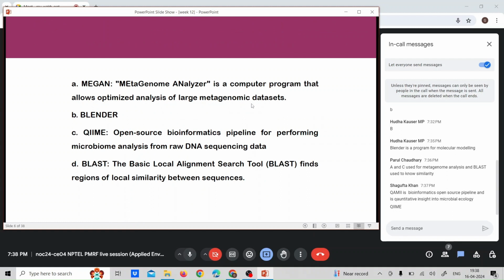And yes, the answer is Blender. So Megan stands for metagenome analyzer, and as you rightly mentioned, we can analyze large metagenomic data sets. KIME is an open source bioinformatics pipeline for microbiome analysis from raw DNA sequencing data. If we just input the raw DNA sequence that we have obtained after our sequencing, we can do the microbiome analysis using KIME. So BLAST stands for Basic Local Alignment Search Tool.